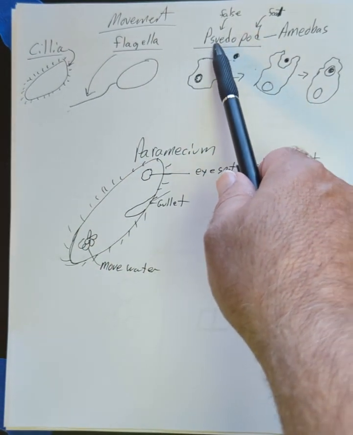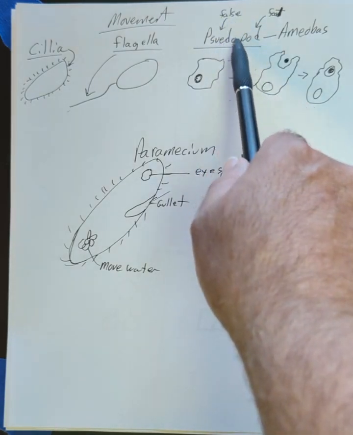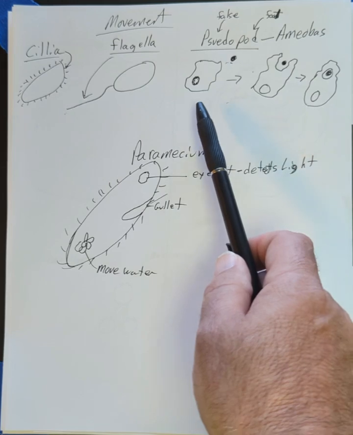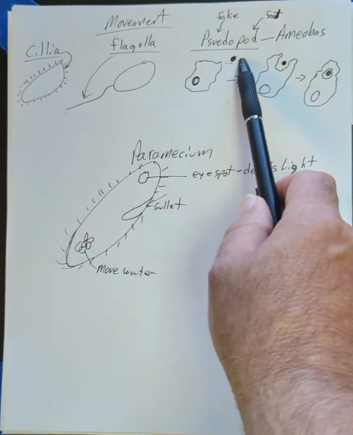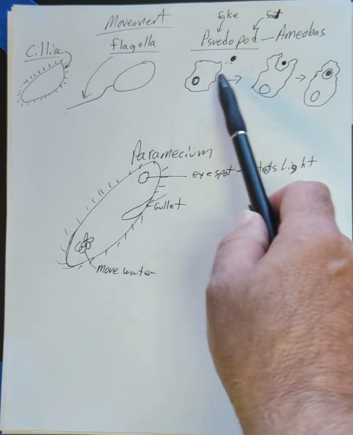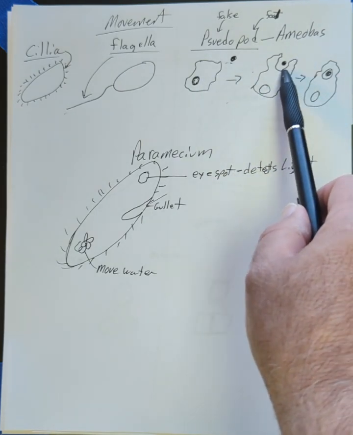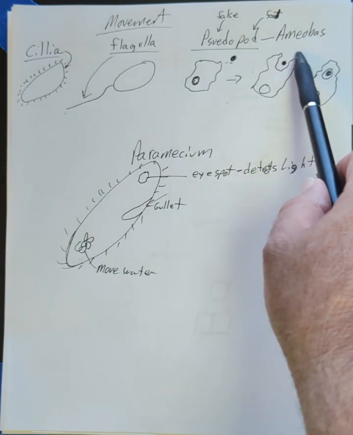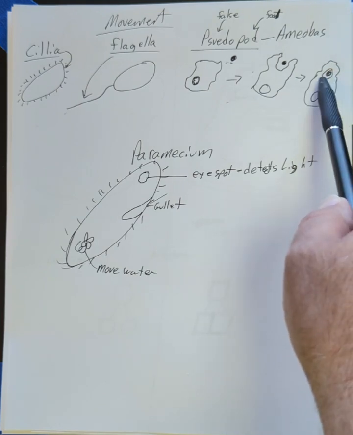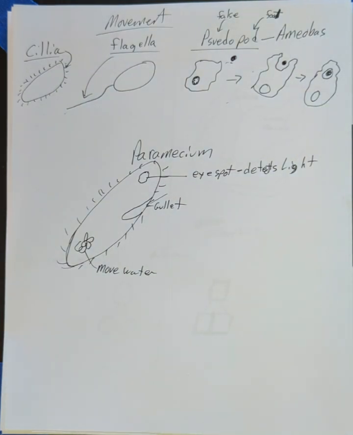And then pseudopod, pseudo means false, pod means foot, so it's false foot. This would be like amoebas. And so you might have an amoeba and it detects some food somehow. And then the next stage would be it extends its cytoplasm around the food. And then it has the food inside of a vacuole and it's going to digest it with the lysosomes.